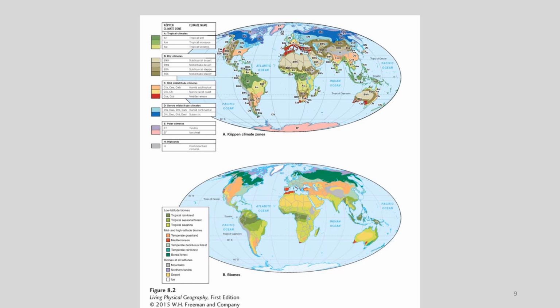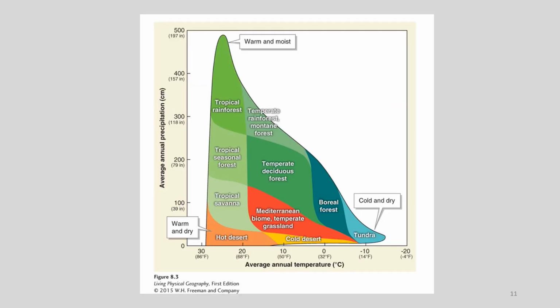All of those climates correspond to different biomes, and we're going to focus on basically four types of biomes. We have low latitude biomes, mid-latitude biomes, high-latitude biomes, and then biomes that exist at all latitudes, all in one spot.